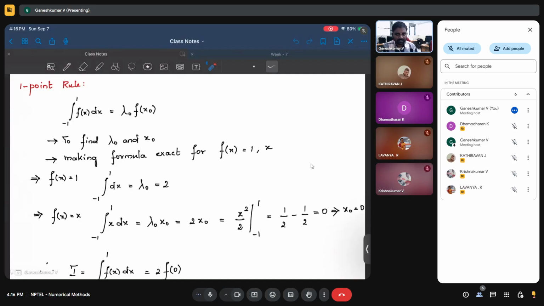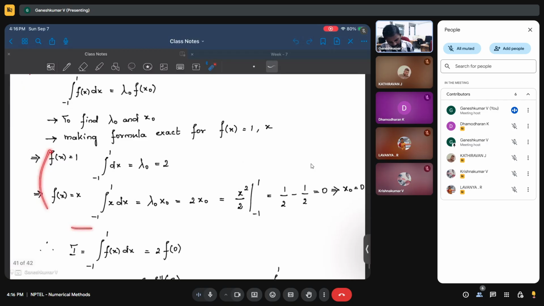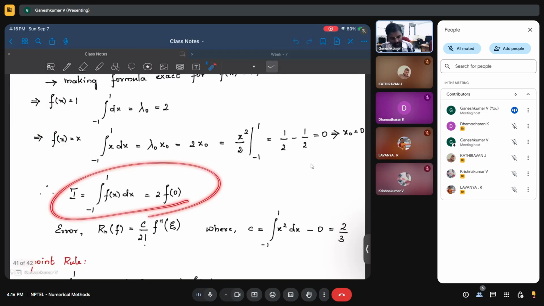Let's say that function has to behave exactly for two kinds of function. One is, if it is 1, it has to be exact, and if it is x, it has to be exact. If you put that condition, then you will end up having this as your integral rule.